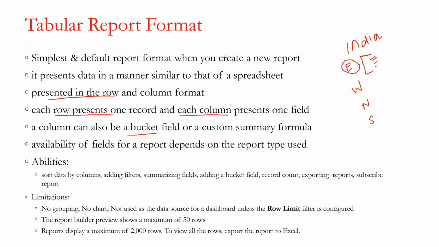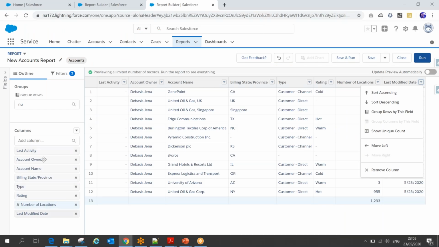Okay, like how you have in the Excel sheet or spreadsheet. And the column we have is nothing but my object field, and that field you can do bucketing and summarizing, and for each column you can do settings. And if you see in the object, I have many fields.